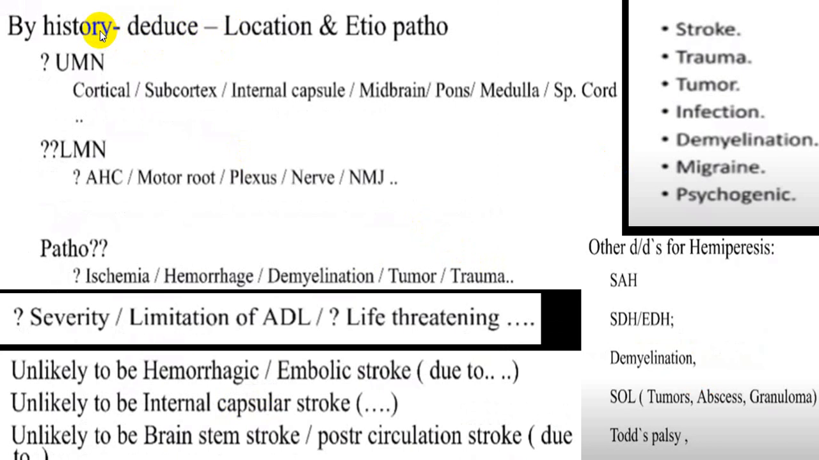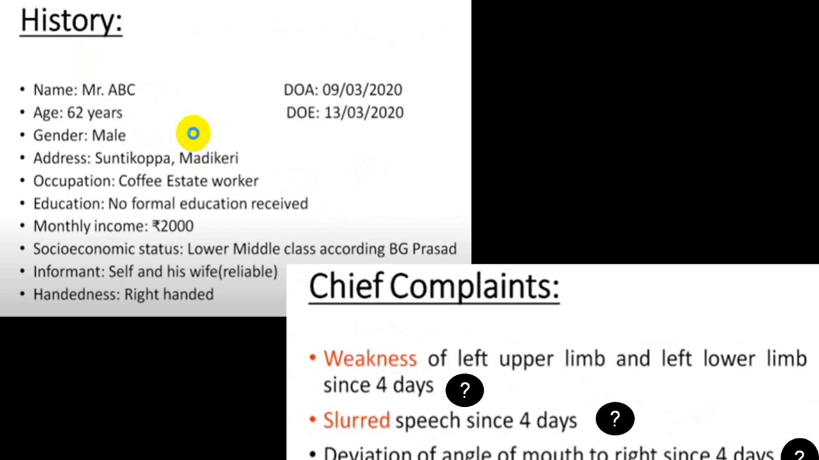So from the history you have to make out whether it is upper motor neuron or lower motor neuron. So that should be established, and that will be after examination. If it is lower motor neuron, it will be anterior horn cell or motor root or plexus or nerve or myoneural junction. This is less likely. It is more likely to be upper motor neuron because it is an extensive damage. Upper limb as well as lower limb are involved, along with slurred speech. So some of the cranial nerves are also getting involved, and there is a deviation of the angle of the mouth. So probably the 7th cranial nerve is also involved.